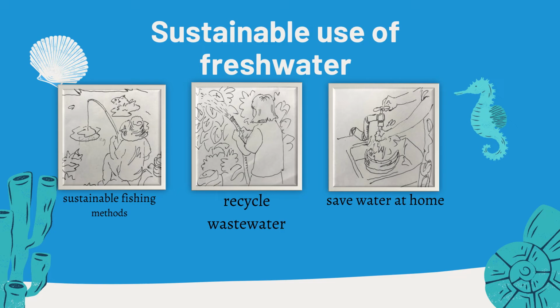Next is recycle wastewater. Water your plants with collected rainwater, excess drinking water, and recollected overflowing water from plants. And lastly, save water at home. Turn off the faucet when not in use.